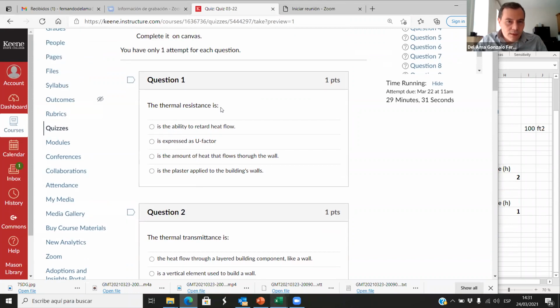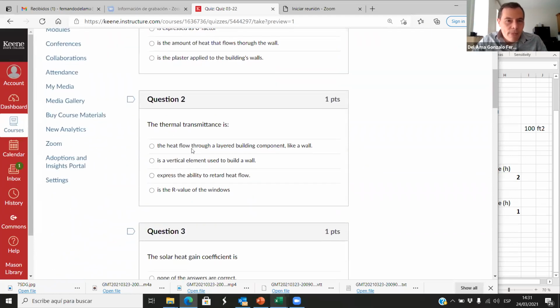So what is the thermal resistance? Is it the ability to retard heat flow? Yeah, it sounds right. Is it the U factor? No, the U factor is the inverse of the thermal resistance. Is it the amount of heat that flows through the wall? This is not the thermal resistance. Is it the plaster applied? It doesn't make any sense. So it's the ability to retard heat flow. Thermal resistance, the ability to retard heat flow.